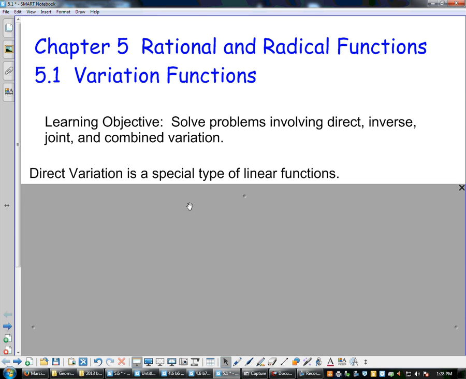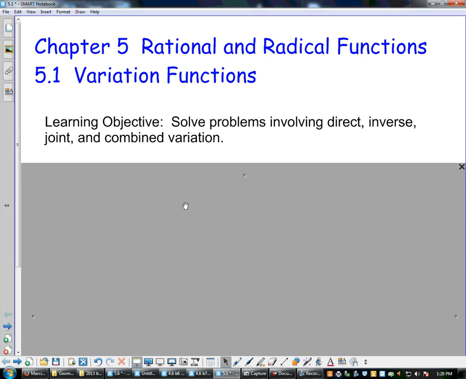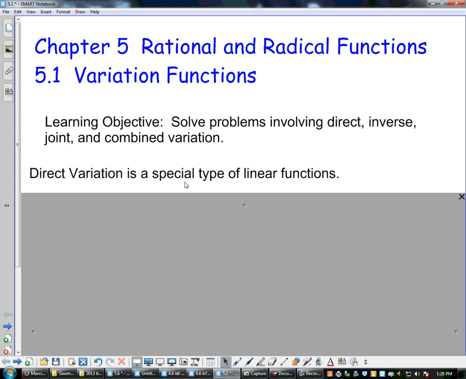We are looking at Chapter 5, which is called Rational and Radical Functions, and we're looking at Section 5.1, which is called Variation Functions. The learning objective for this lesson, which you do not need to write down, is to solve problems involving direct, inverse, joint, and combined variation. Let's start with direct variation.